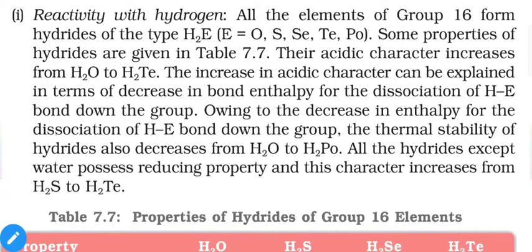Owing to the decrease in the enthalpy for the dissociation of the H-E bond down the group, thermal stability of hydrides also decreases from H2O to H2Po. All the hydrides except water possess reducing property, and this character increases from H2S to H2Te.